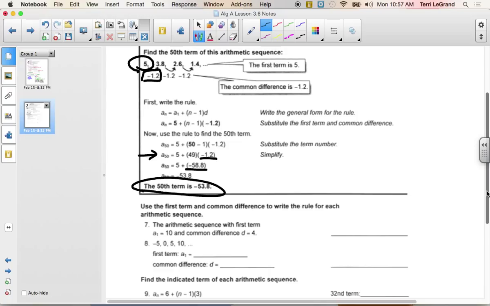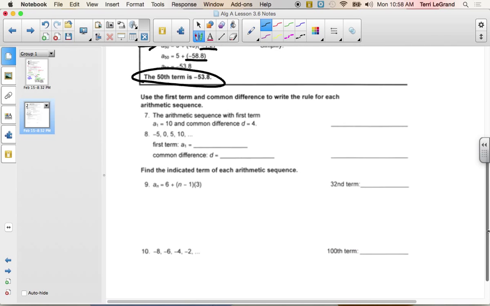No, we need to right away make that connection that, you know what, I don't just get an answer, I see if my answer makes sense to what was going on here. Okay? So it makes sense that the 50th term would be a negative 53.8. Even if it's not exactly right, it makes sense anyway, because it kept getting smaller like it should have. Okay, so let's do some practicing on our own.